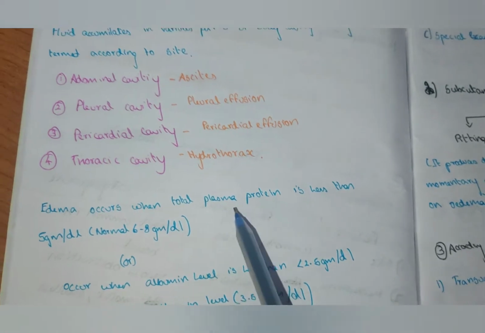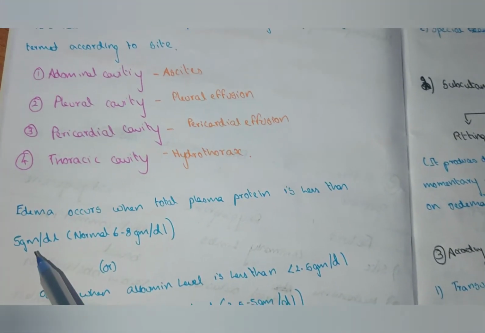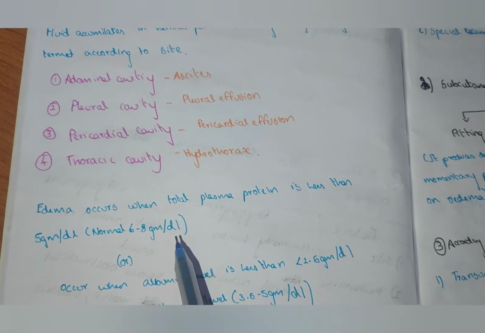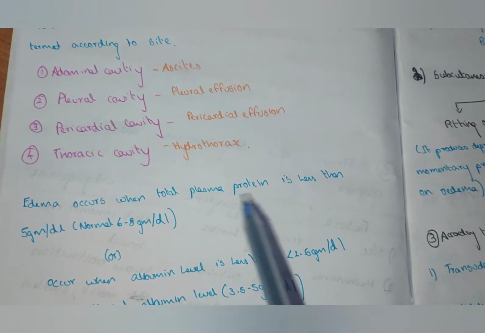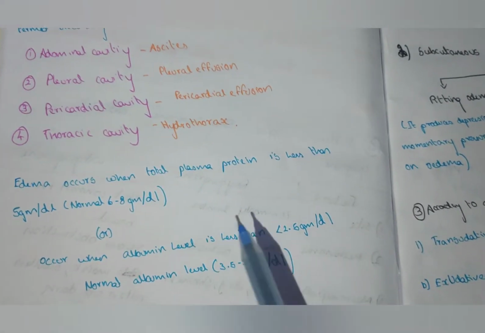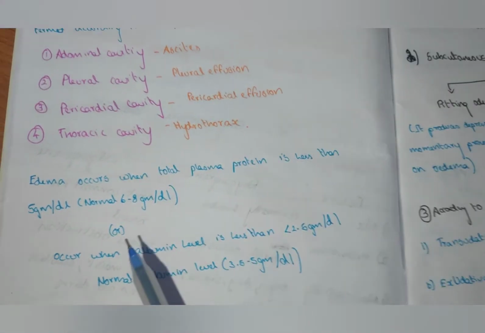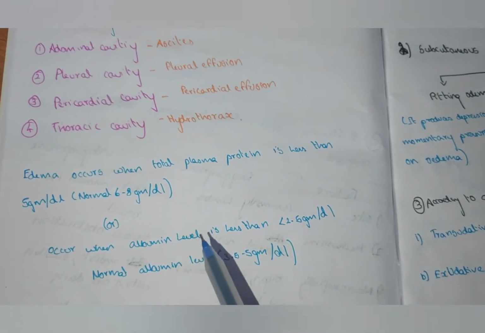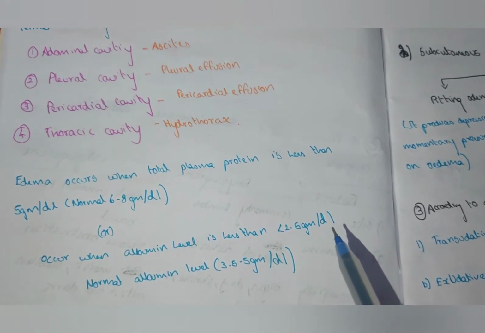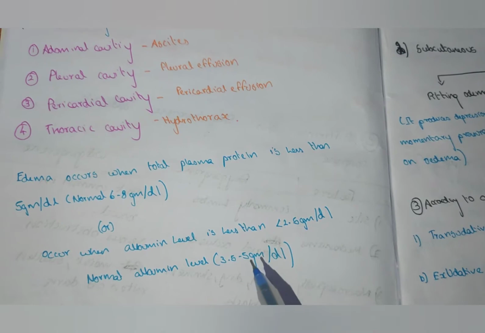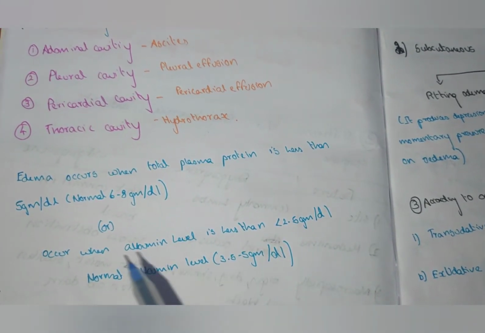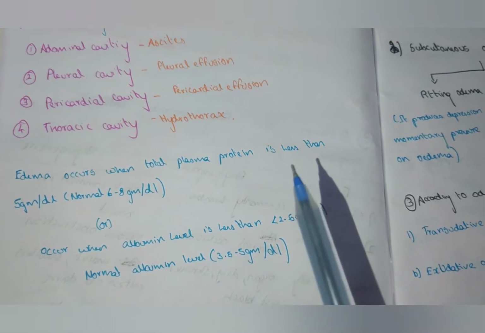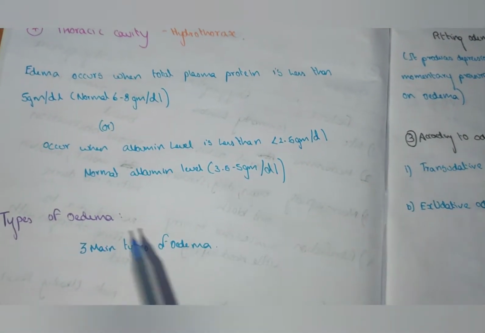Edema occurs when the total plasma protein is less than 5 gram per deciliter. The normal plasma level is 6 to 8 gram per deciliter. Otherwise, we can specifically talk about albumin. When the albumin level is less than 2.5 gram per deciliter, the normal albumin level being 3.5 to 5 gram per deciliter, it leads to edema.